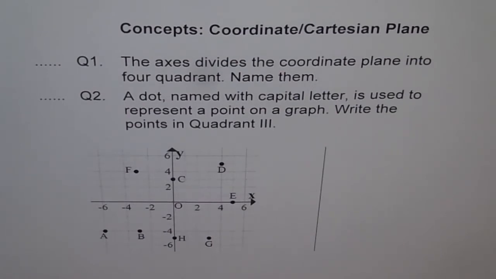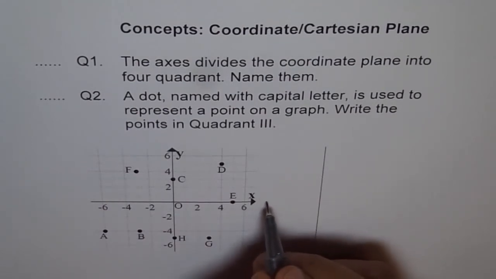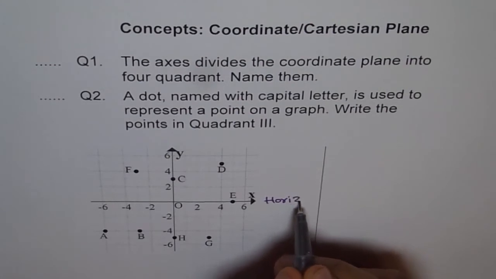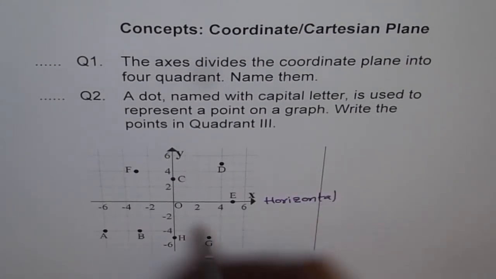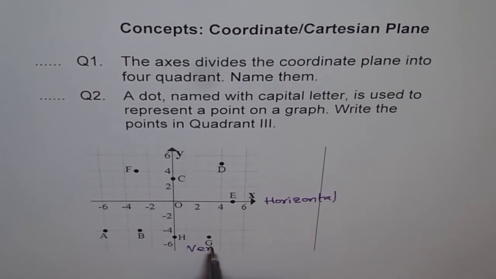Question 1. The axes divide the coordinate plane into 4 quadrants. Name them. The first statement is really a definition kind of thing. Which axes? In a coordinate plane we have 2 axes, the x-axis and the y-axis. The x-axis is horizontal. And the y-axis is vertical. We also call them the vertical axis and the horizontal axis.